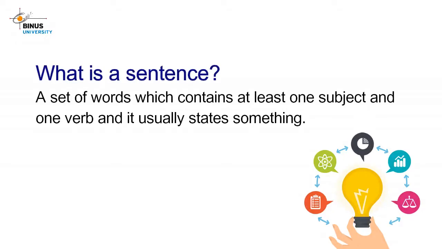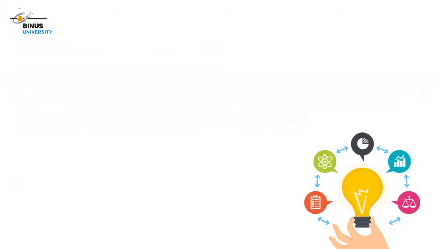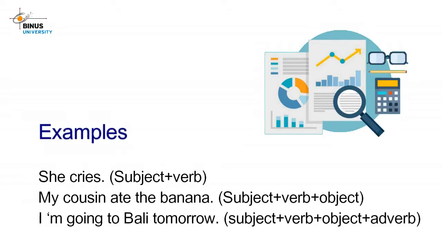Now the definition of a sentence is actually a set of words which contains at least one subject and one verb, and it usually states something. Now what are the examples of these sentences? So you see subject and verb, you have subject, verb and object, and also you have subject, verb, object and adverb.